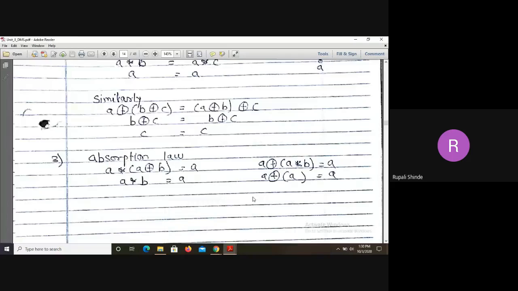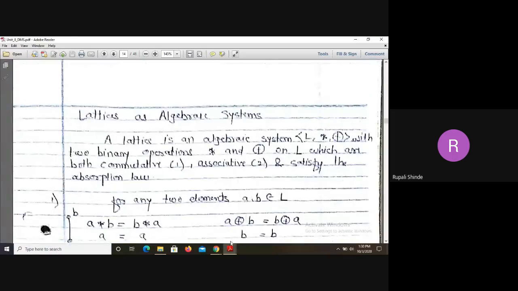So, have you understood this point? Whatever properties we have seen in the last lecture, the same properties are here. Nothing is different. Okay? Yes, ma'am. Okay.